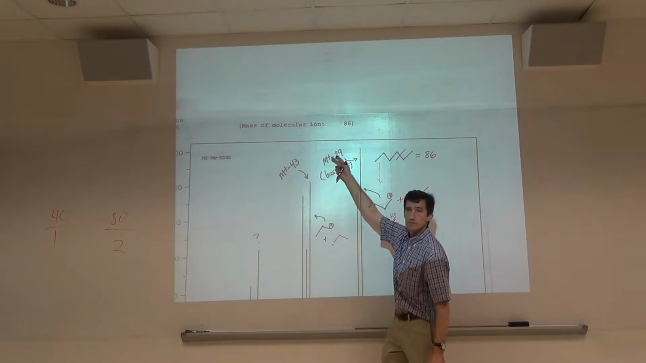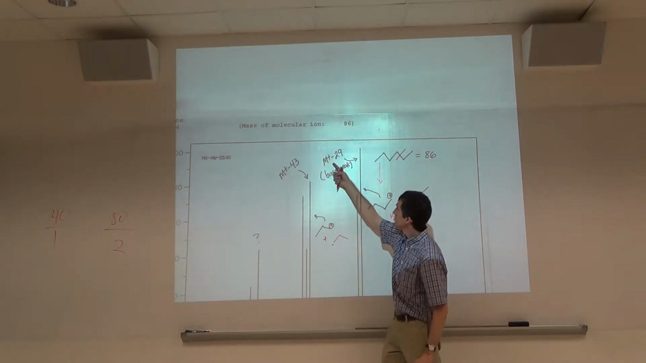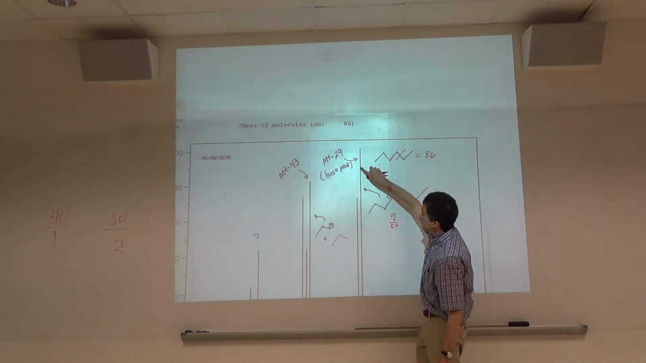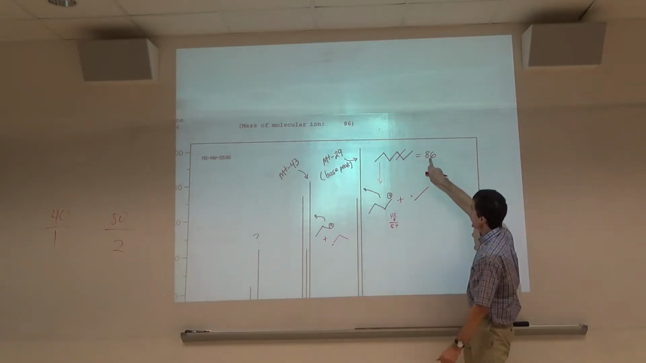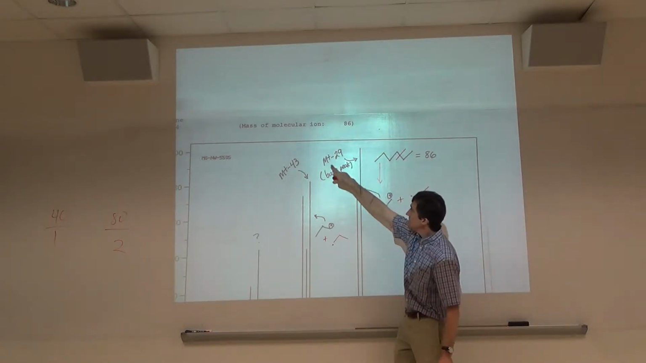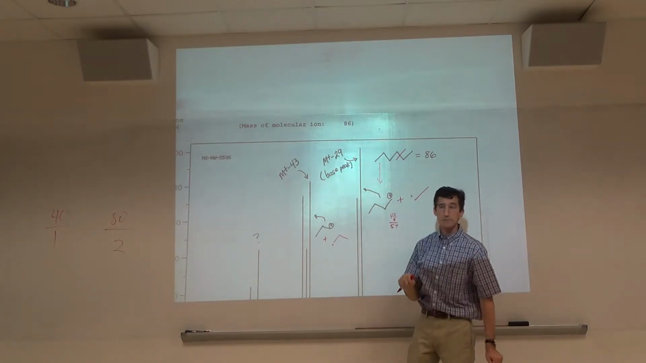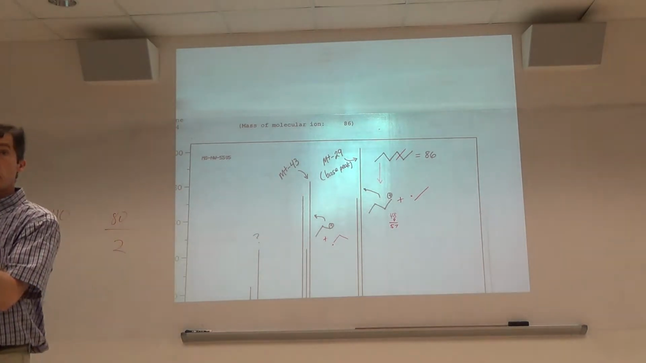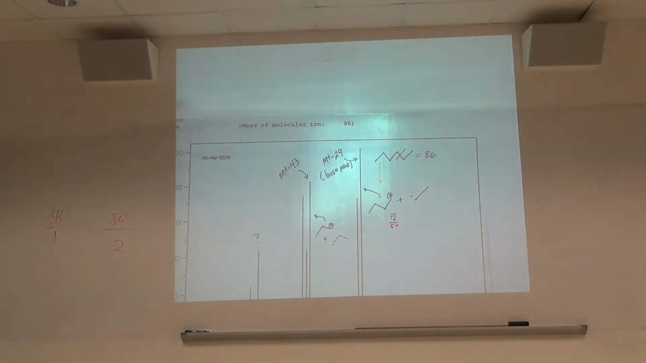Terminology, or just sort of ways to do this. That peak is at 57, yeah? So just seeing it is at 57, how much has it lost from 86? 29. That's why I say that this is an M minus 29 peak. You often state what a peak is by saying what was lost to form it. And guess what? 29 is usually an ethyl.